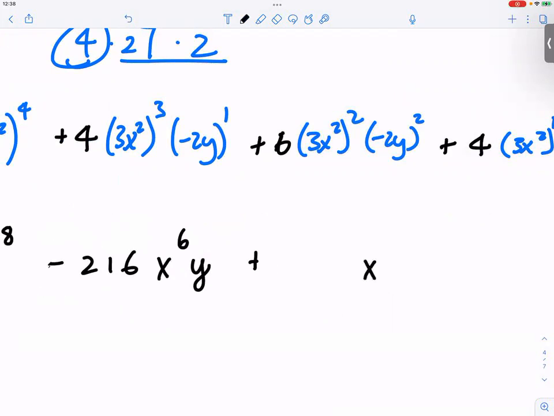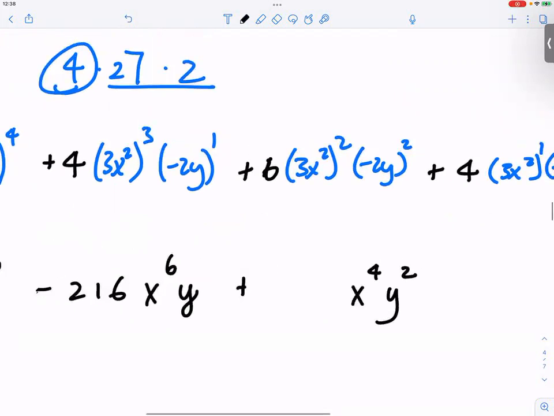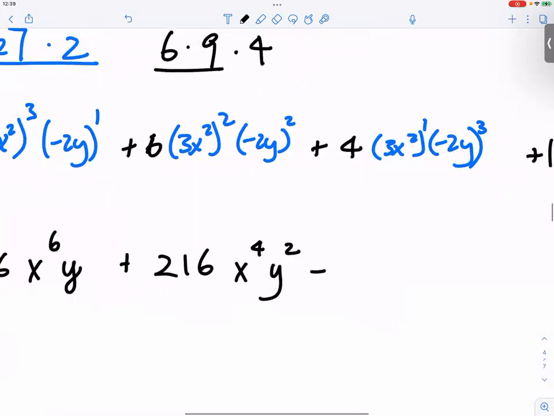So again, the variables: x to the fourth power, and then y squared. No negative because the negative is being squared, so it's positive. All is good. So you have 6 times 9 times 4. 6 times 9 is 54. 54 times 4 is, we just did it, 216. It was the same thing. And then the negative, it's going to be cubed, so we have a subtraction here. X squared, y cubed.